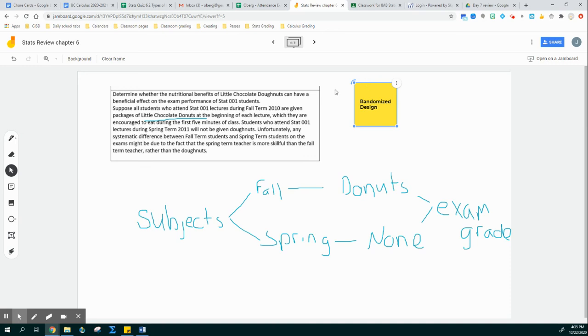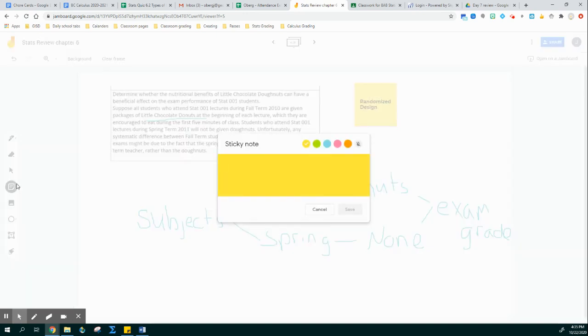So because the teachers aren't the same in the fall and the spring, the spring teacher is more skillful. That brings in a level of confounding. The teacher skill is a lurking variable. Okay, so let me write that down for y'all. The teacher's skill is a lurking variable which causes confounding.